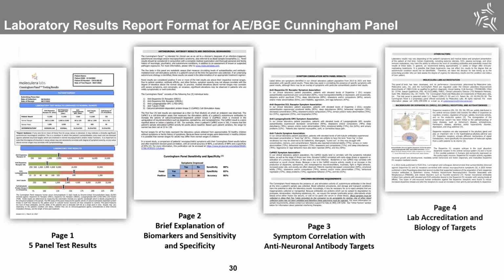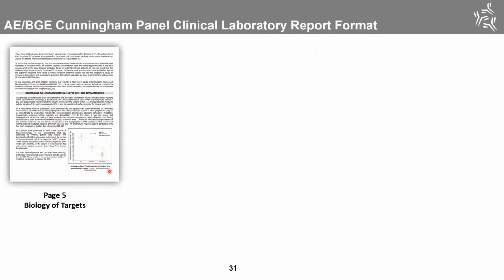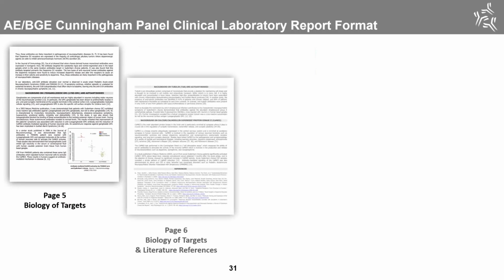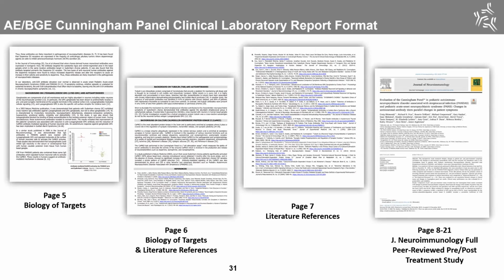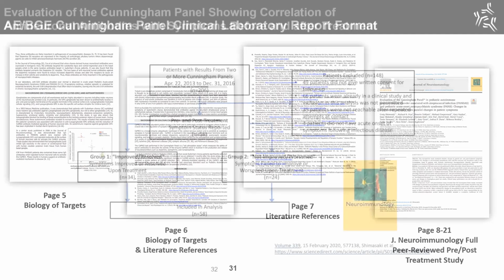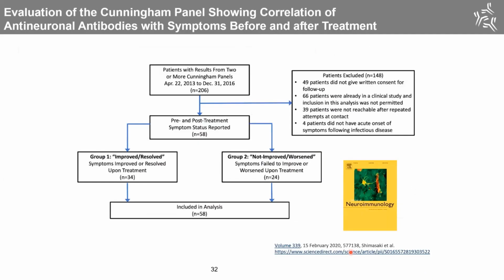You'll see some explanation of that on page 2. You will also then see symptom correlation on page 3 that I described in those slides. Accreditation of the lab is on page 4. Then a little bit of the background that I described on the biology of the targets, and literature references should you be interested. We do include in there the entire publication that we produced, or the study that I'm going to show you in just a second, in the Journal of Neuroimmunology, showing the correlation and the sensitivity and specificity of these targets with patients with infection-triggered autoimmune neuropsychiatric conditions. So that leads to this study here. Here's the reference. You can also find that on our website.